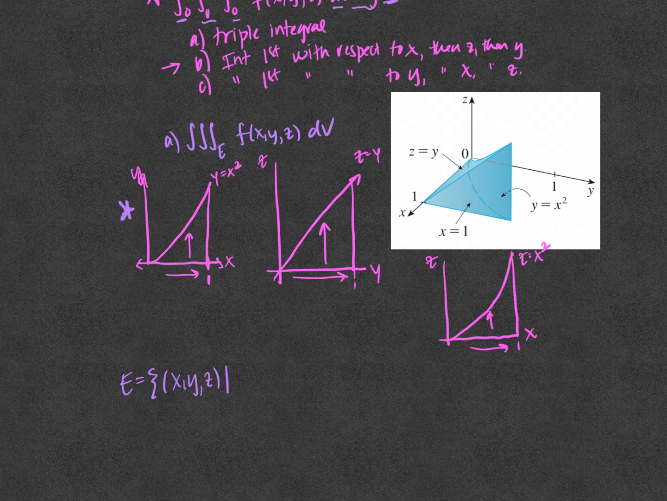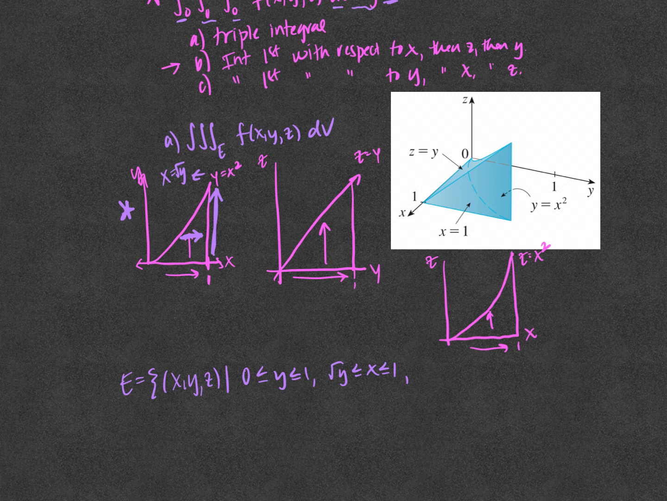And y is going to go from 0 to 1. So y goes from 0 to 1. And then we can build x. X goes from this curve to 1. Now, since y equals x squared, this means x is the square root of y. So we're going to say x is between the square root of y and 1.